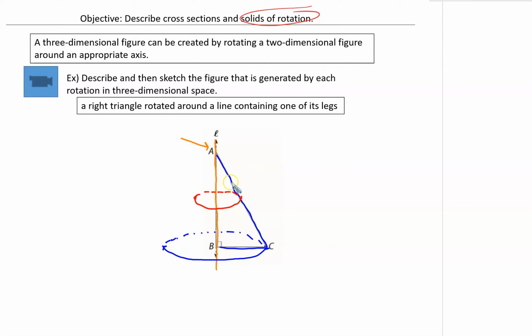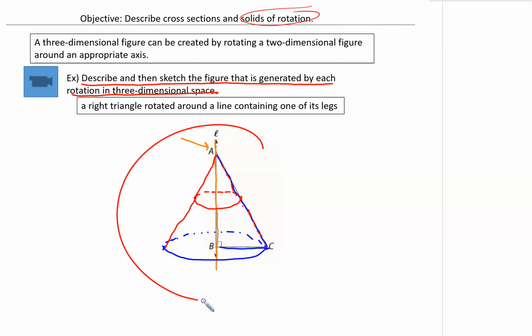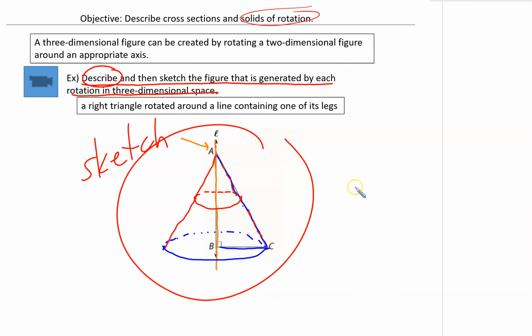Now the idea is every single point on this line here would do that same thing, and we would connect all of them over here on this side up to point A, and what we would have would be the shape of a cone. So that would be here. It says describe and sketch the figure that is generated by each rotation. So this right here, that's our sketch. And the description of it would be a cone. Let's take a look at another one.